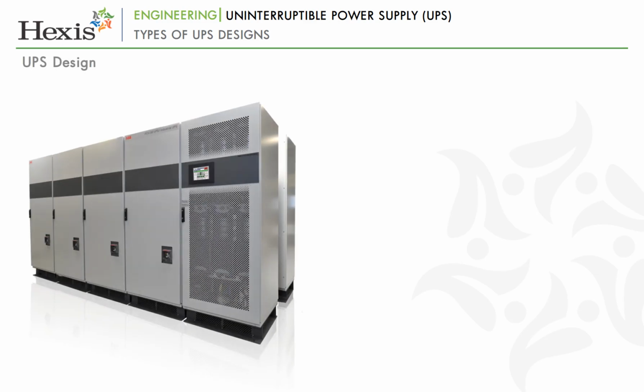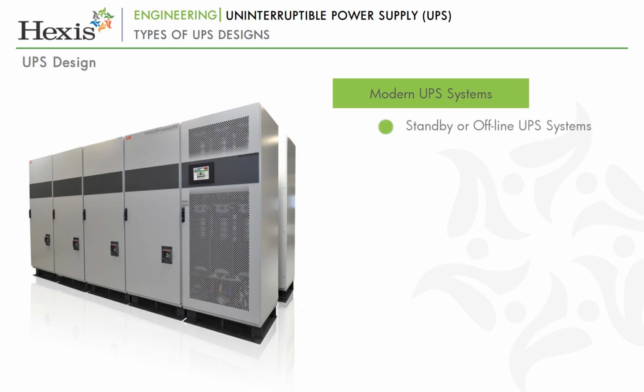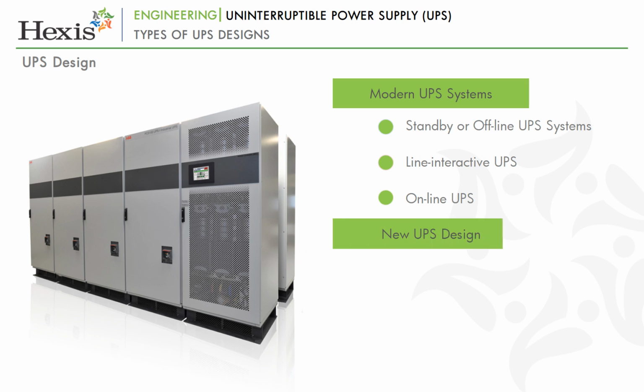The UPS can be deployed in a number of configurations. Let us see how. In general, there are three types of modern UPS systems, which are standby or offline UPS systems, line interactive UPS, online UPS. Apart from these basic types, there are newer versions like the hybrid UPS, rotary UPS, and DC power. Let us discuss each one of them in detail.